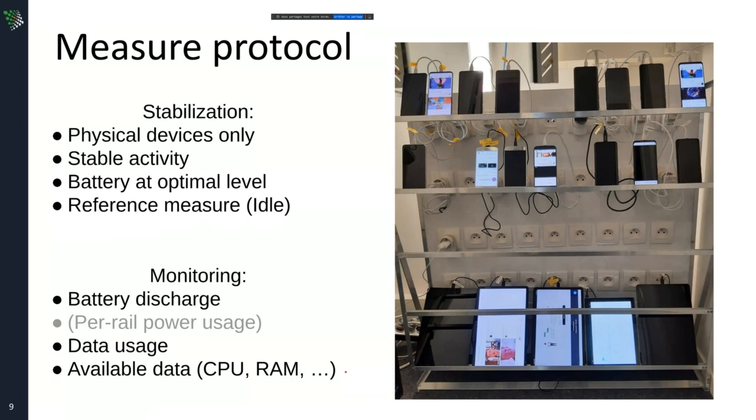I also added a per rail power usage, but it's not ready yet. We plan to deploy it in the future, but it's still at a very early stage. This kind of information will tell us if the energy consumption goes into the screen or the network or the GPS or so on.